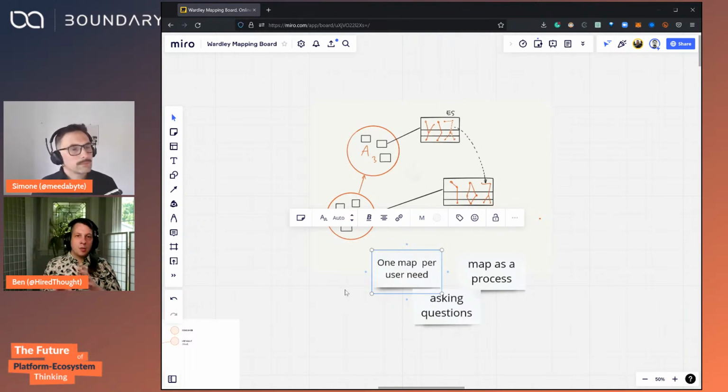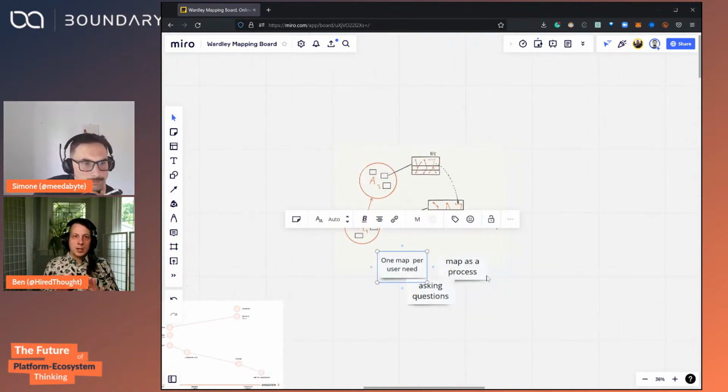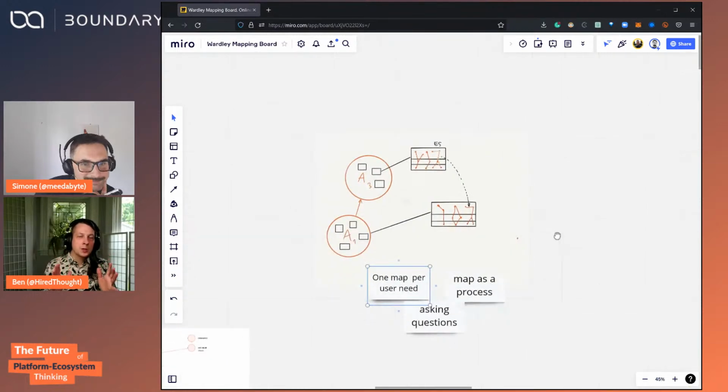This gets me on a little bit of a rant. So thanks for your patience with me there. But I really just view Wardley mapping as making maps and asking questions. I think that's the process.